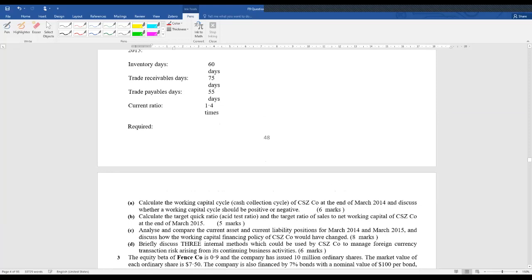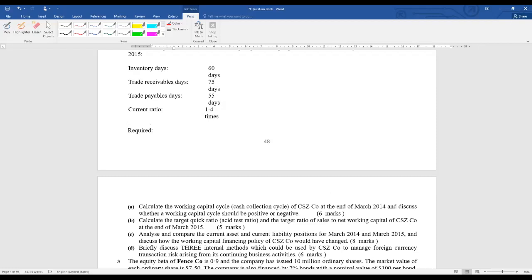So we've been asked here to calculate the target quick ratio and the target ratio of sales to net working capital as at the end of March 2015. Analyze and compare the current assets and current liability position for 2014 and 2015. That's the only part you can do for now. The part of discussing working capital financing policy may be out of scope for now. So we need to get the quick ratio and the sales to net working capital as at March 2015.